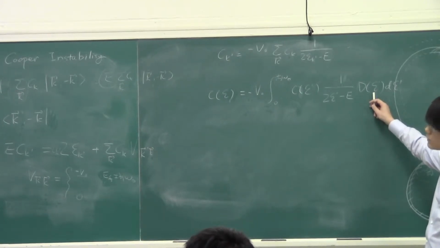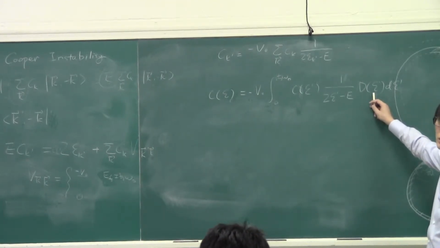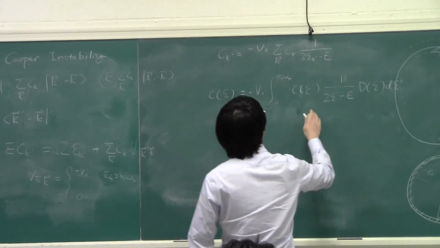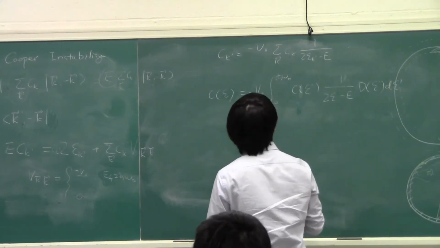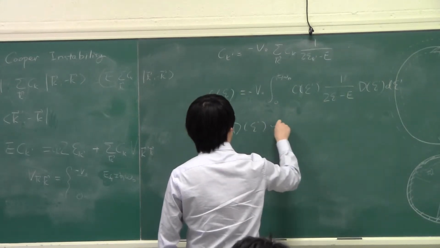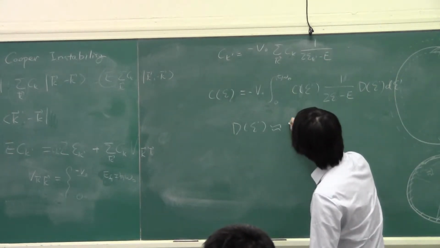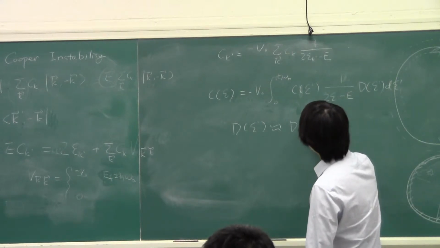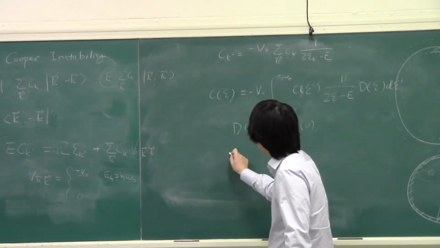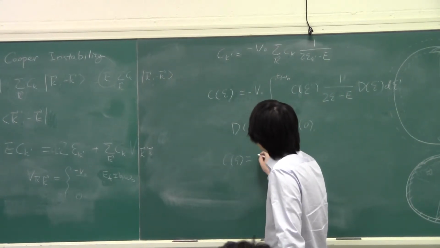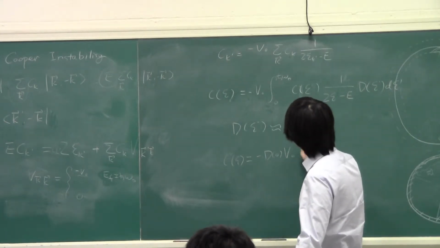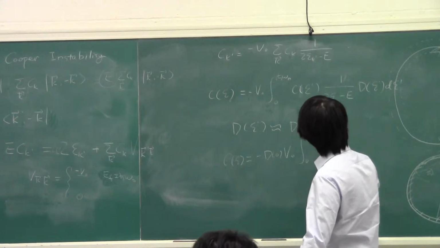Okay, so now I'm going to say that this thing over here is a constant, also at the Fermi surface. Oh wait, this one should be 2 epsilon, right? Okay, yeah. A constant. So d of epsilon, I'm going to approximate as the density of states at the Fermi surface, which for now is d of 0. So this being a constant can be taken out of the integral. So c of epsilon is equal to minus d of 0 times V naught.